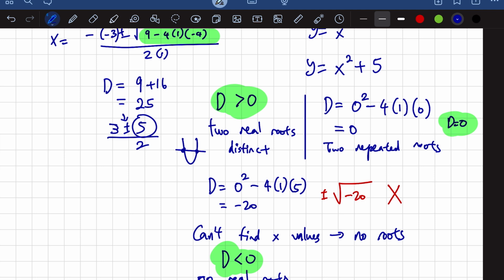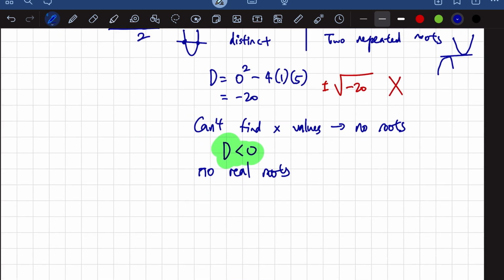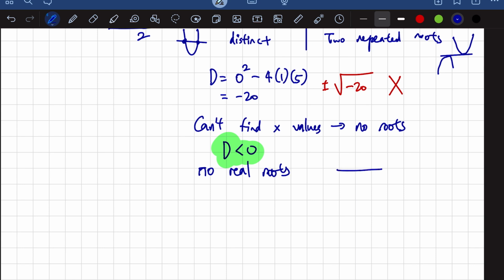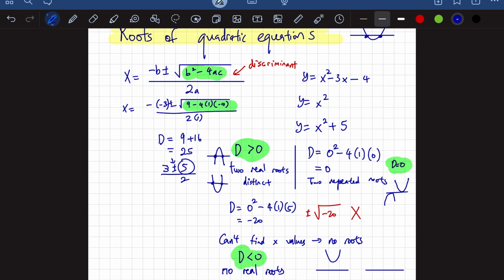Now I just want to show you how it looks. So 2 real roots looks like that, two answers, alpha and beta. 1 real root looks like it just touches the x-axis, whether it's a negative or positive parabola. It touches only 1 point. And if you have no real roots, it looks like it's floating above the x-axis or floating below the x-axis, where there's no intersection. Alright? So I hope this is clear.